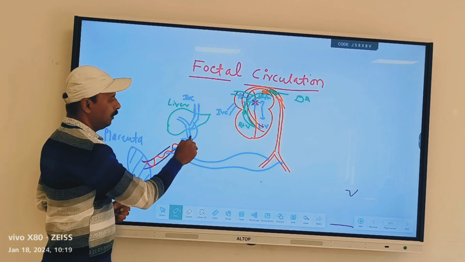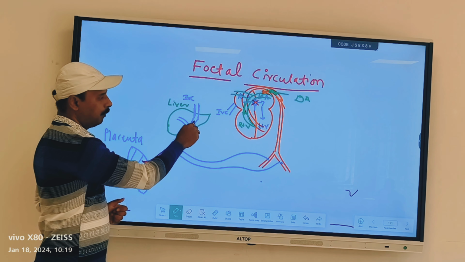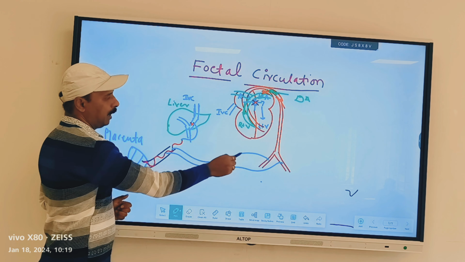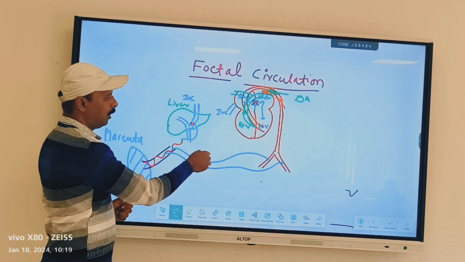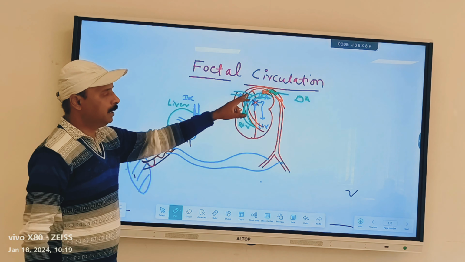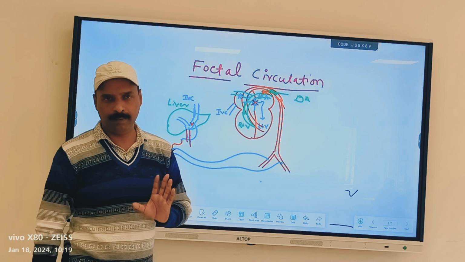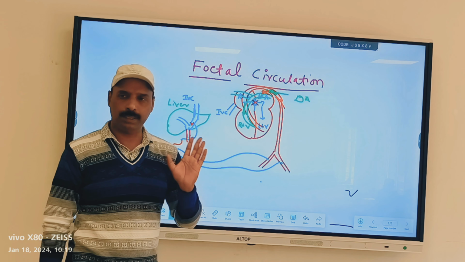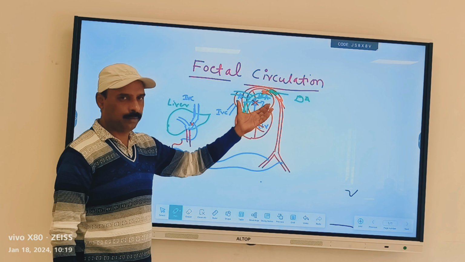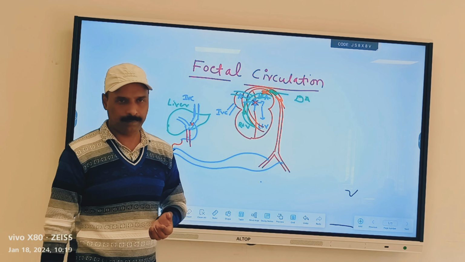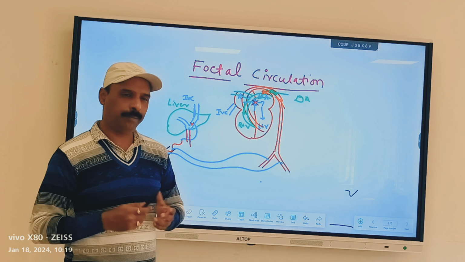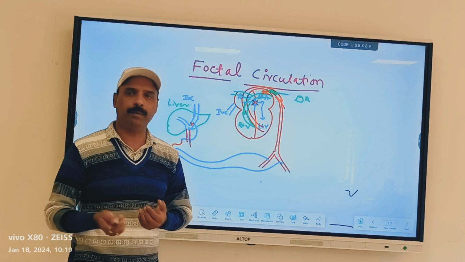Then one more, the umbilical vein, which communicates with the portal vein, also closes, because the portal circulation begins. So these three steps, which differ compared to the systemic circulation, are closed immediately after birth. Sometimes in some cases they remain patent. They have to close, but they remain open.